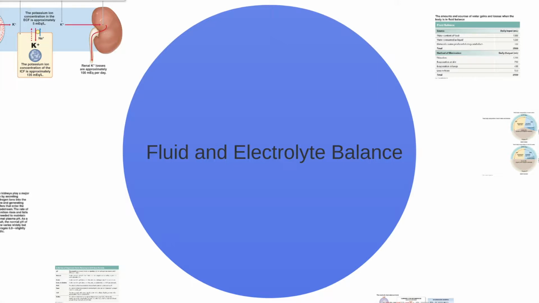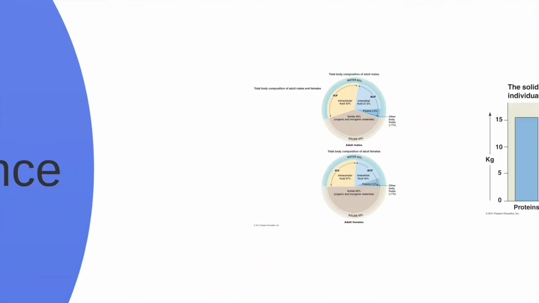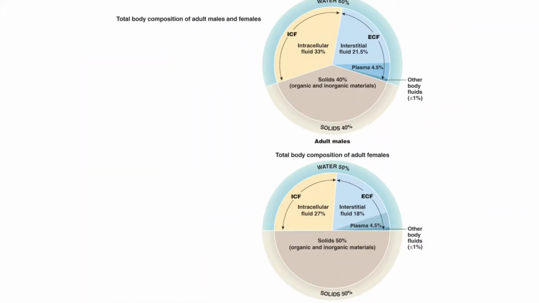So now let's get started with fluid and electrolyte balance. Humans are about 55% water. Males generally have more water because muscle cells have more water than fat cells.